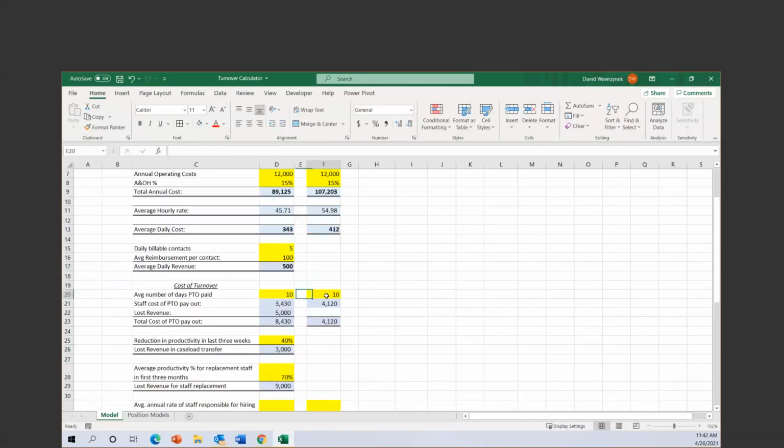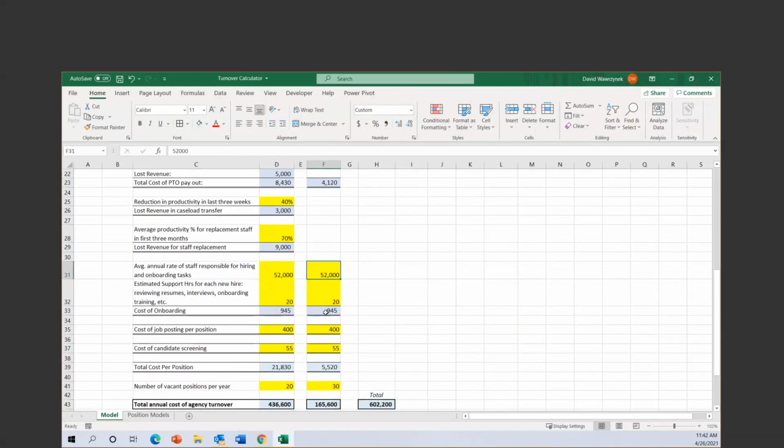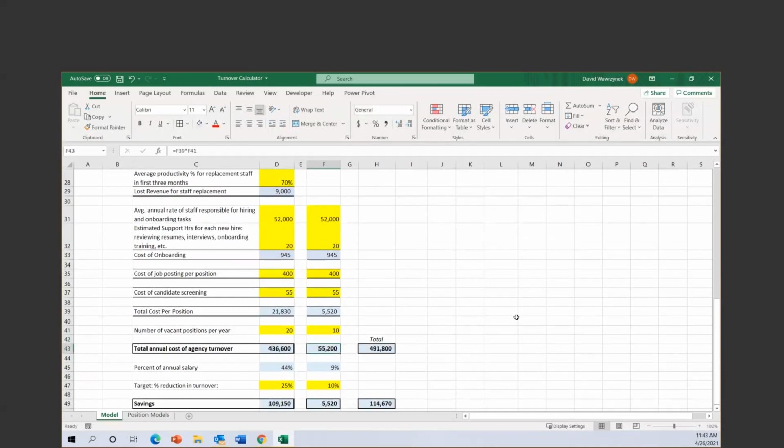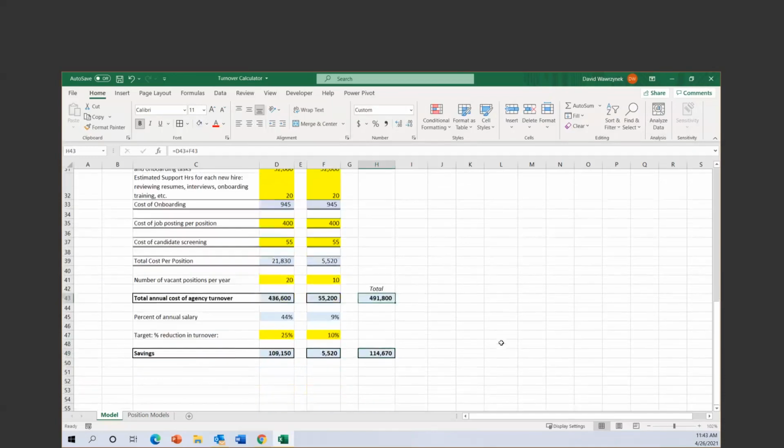We do pay out PTO time, and so let's figure another 4,000 in here. Still about 940 for onboarding, 400 for posting, 55 screening, and let's say we have 10 of those turnovers. So that is a lot less, about 55,000 a year for those positions. But if you added these two positions together, we're looking at almost a $500,000 cost in turnover.